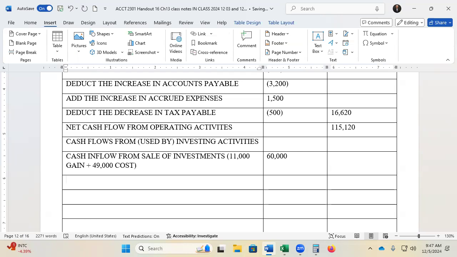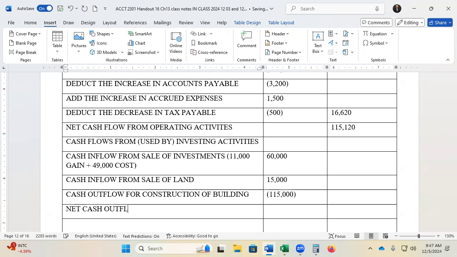All right. And then we have a cash inflow from sale of land, and that was 15,000. And then we had a cash outflow for construction of building, and that was 115,000. And so we have net cash outflows for investing activities, and that should be 40,000.